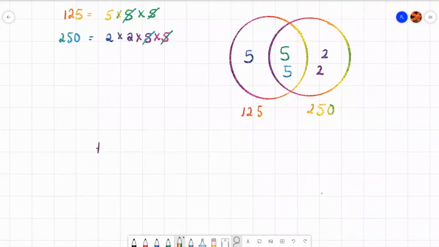Highest common factor, if you remember, is times the middle.